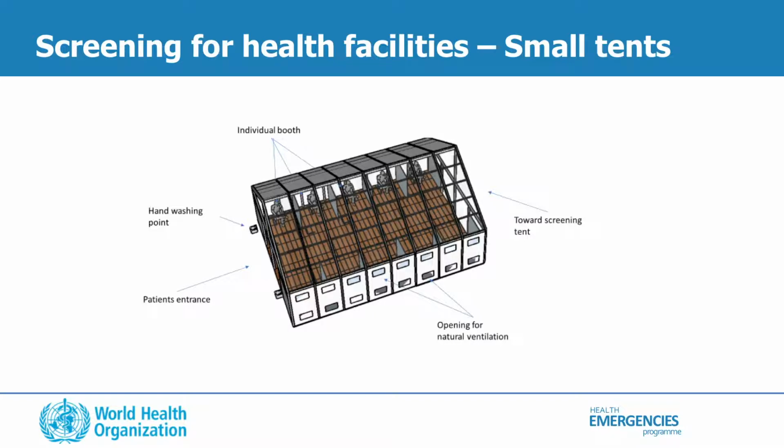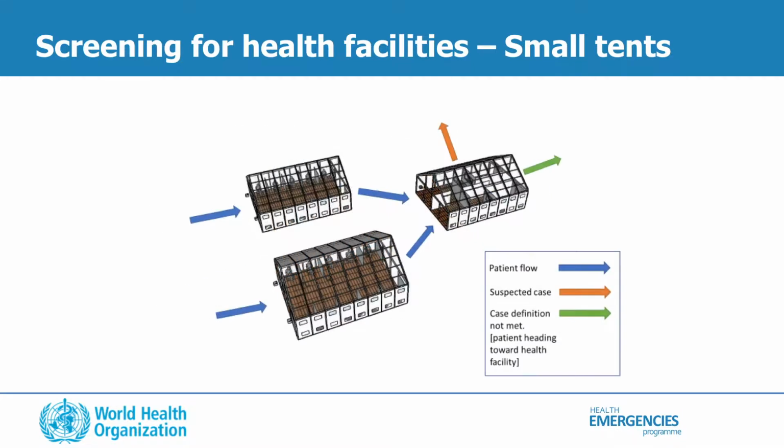Small tents allow more flexibility in terms of capacity. Thus, if required by the epidemiological situation, installing more of these smaller tents to increase the waiting room capacity or installing a second screening tent can easily be done. Tents to be used for screening and waiting rooms should be correctly installed in order to allow a clear and practical patient flow.